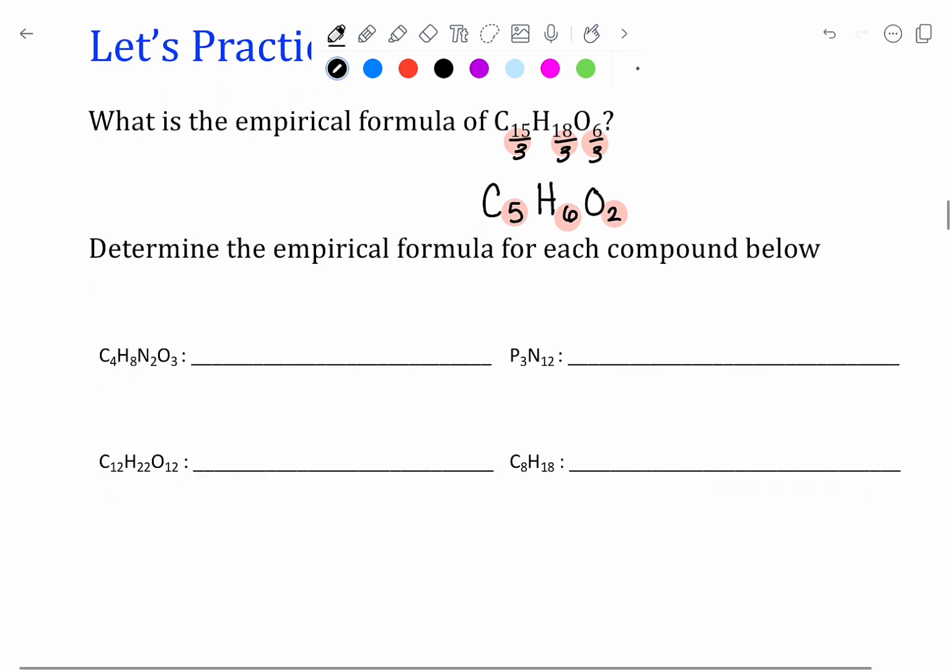Okay, so let's look at a few more examples. Determine the empirical formula for each compound below. So take a second and look through these 4 examples and think of how you would simplify these, what you would divide everything by to get the most simplest version of that formula.